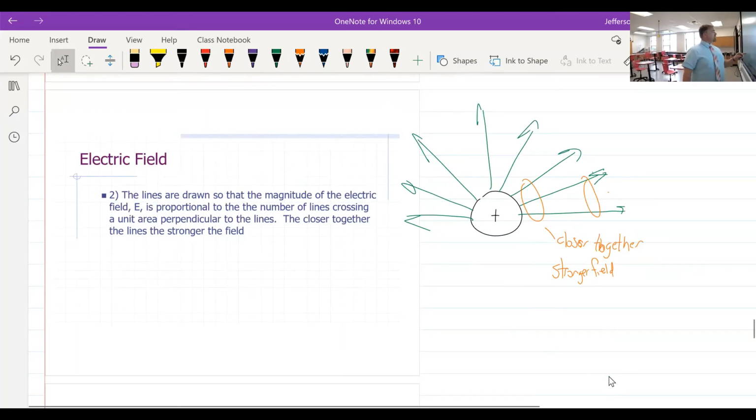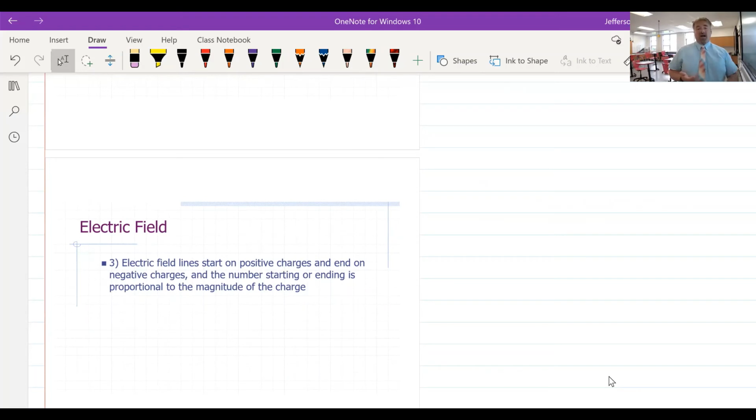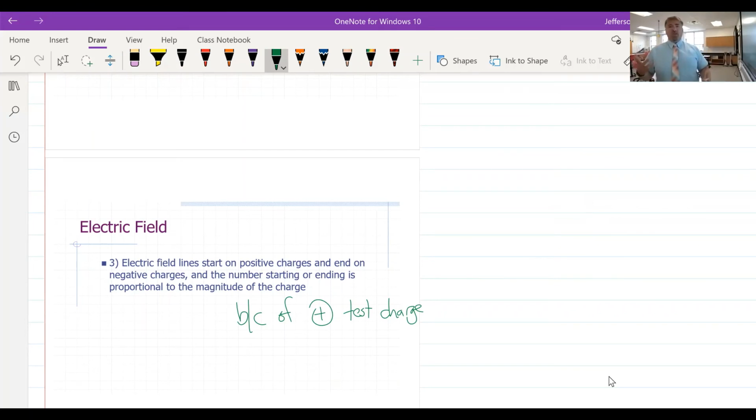And the last one states that the electric field lines will always start on positives and end on negatives. And this is, again, because of the positive test charge. That was just by definition. He could have picked a negative, but he didn't. So these are just the conventions that we live by. Okay? And then the number of lines starting or stopping gives you an evaluation of how big the charge is. Bigger charges will have more field lines. Smaller charges will have a smaller number of field lines.